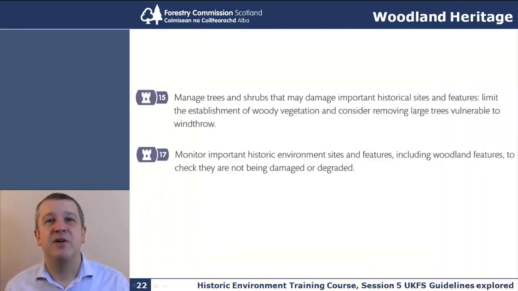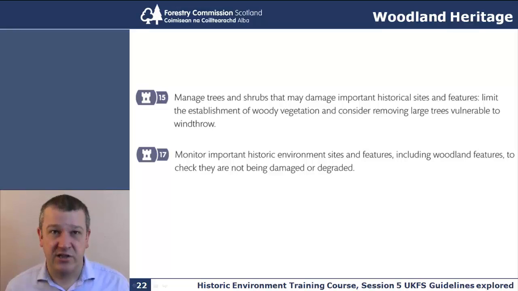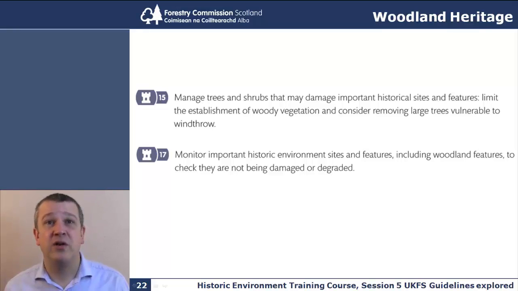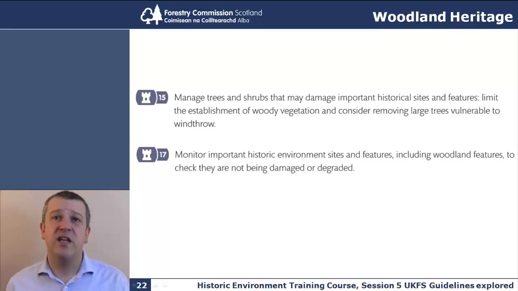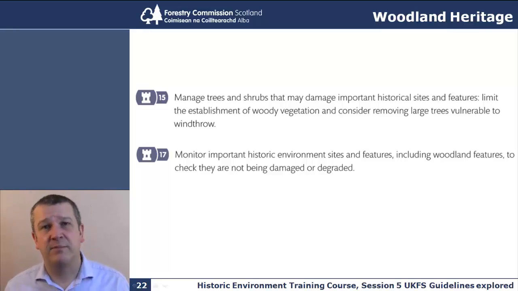Woodland heritage brings us back to the word manage. We focused on it when we looked at the good forest practice requirements. Numbers 15 and 17 promote the monitoring of site condition and the suppression or removal of adverse vegetation. These guidelines are exploring managing heritage sites. What's the point of protecting sites from adverse impacts at the design stage if over a 20-year cycle of forestry you ignore the site and allow it to degrade?